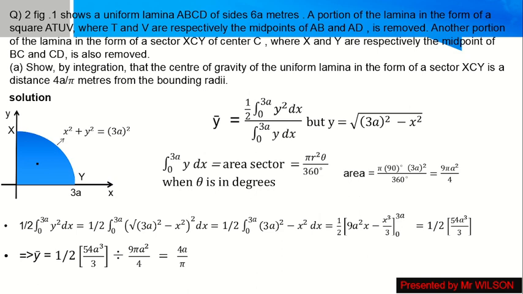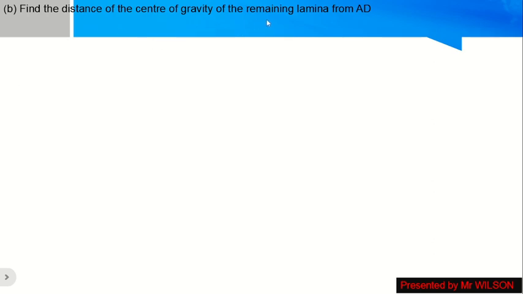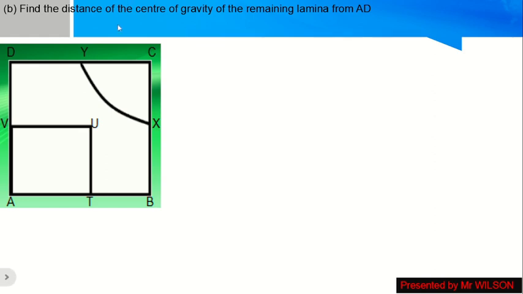Now let us do the next part. The next part talks about what? They say to find the distance of the center of gravity of the remaining lamina from AG. So now what do we know first? We know that this whole lamina here is a square. Okay, and inside the square is what? Another square and a sector. So we start by letting mu be the weight per unit area, which implies that what? The weight equals the area times mu.